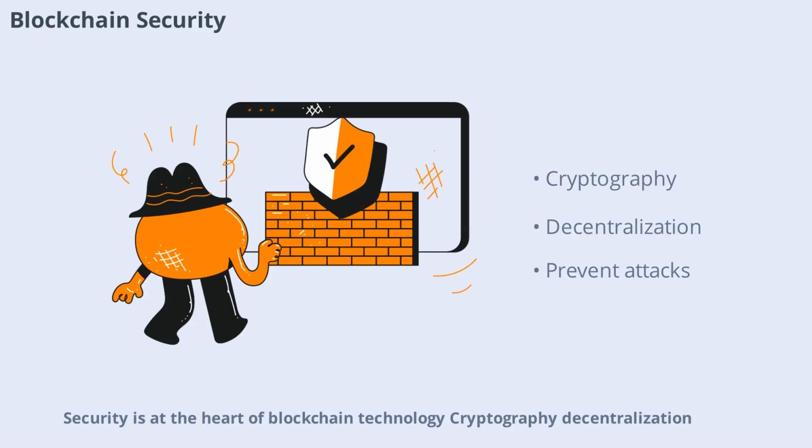Security is at the heart of blockchain technology. Cryptography, decentralization, and consensus mechanisms work together to protect data and prevent attacks. However, no system is perfect. Developers must stay vigilant against new threats such as 51% attacks and smart contract bugs to keep blockchain networks safe.